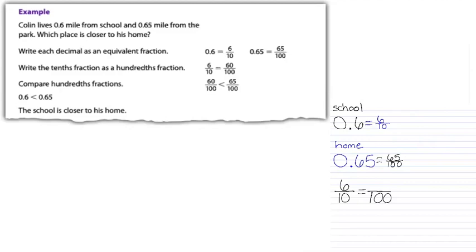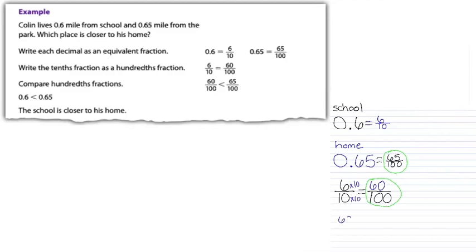We're going to think about how many times 10 would go into 100, and that would be 10. If I do it to the bottom, then I need to do it to the top. So 6 times 10 is 60. I know that 60/100ths is equivalent to 6/10. Now I can compare fractions because I have two fractions with the same denominator, or the same size whole. That's the next step it's telling us to do: compare the hundredths fractions.